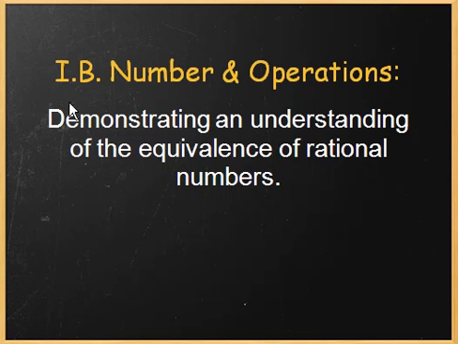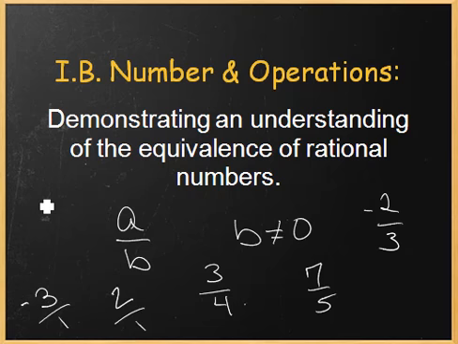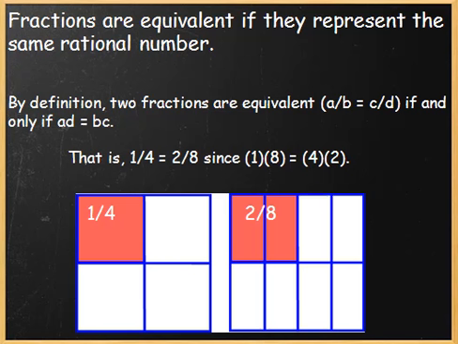In this part of the praxis, we will look at demonstrating an equivalence of rational numbers. Again, we know that rational numbers are the ratio of two integers a over b, where b is not 0. Therefore, 3/4, 7/5, -2/3, -3 or -3 over 1, 2 or 2 over 1, 0, because that's 0 over 1, are all rational numbers. We have seen that fractions are equivalent if they represent the same rational number.